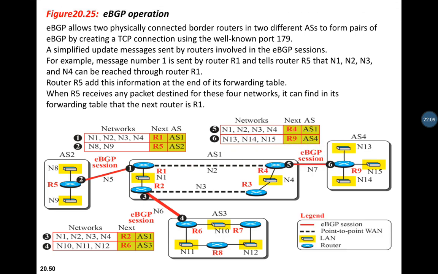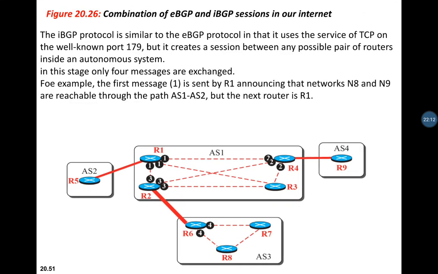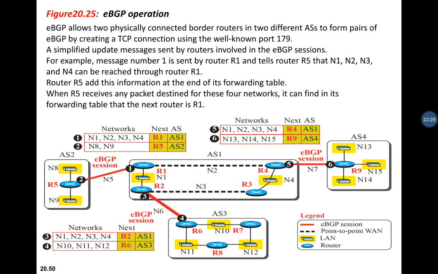Next, there are two problems here. Some border routers do not know how to route a packet destined for a non-neighbor autonomous system. Here you can see that R6 will not know how to route a packet to AS2 or AS4, or R9 will not know how to route a packet to AS2 or AS3. Similarly, R5 will not know how to route a packet to AS3 or AS4. Those are somewhat like non-neighbors. To address this, iBGP is used.